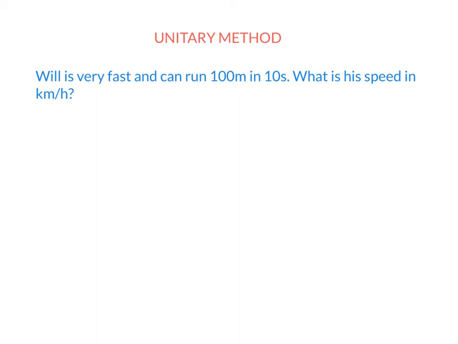So you're probably thinking, oh wait, this looks nothing like the previous question. But his speed in kilometers per hour is the same as saying how far can he run in 1 hour. So to use the unitary method, we're going to use this information to find out how far he could run in 1 second, and then we just times by the number of seconds that are in an hour. It's as easy as that.